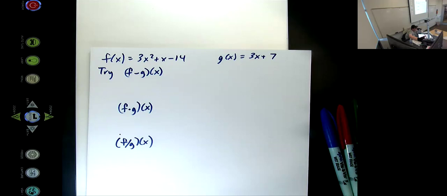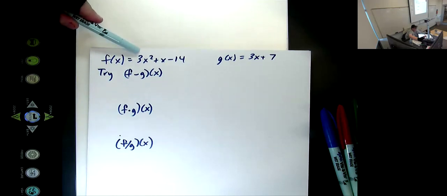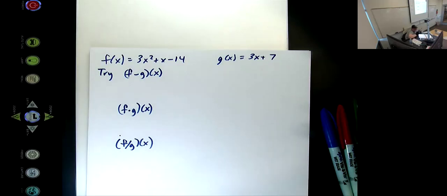What is it, f of x and g of x equal 1, right? F of x is 1. No, f of x is 3x squared plus x minus 14. We're not plugging in any numbers or anything, we're just using the base forms.